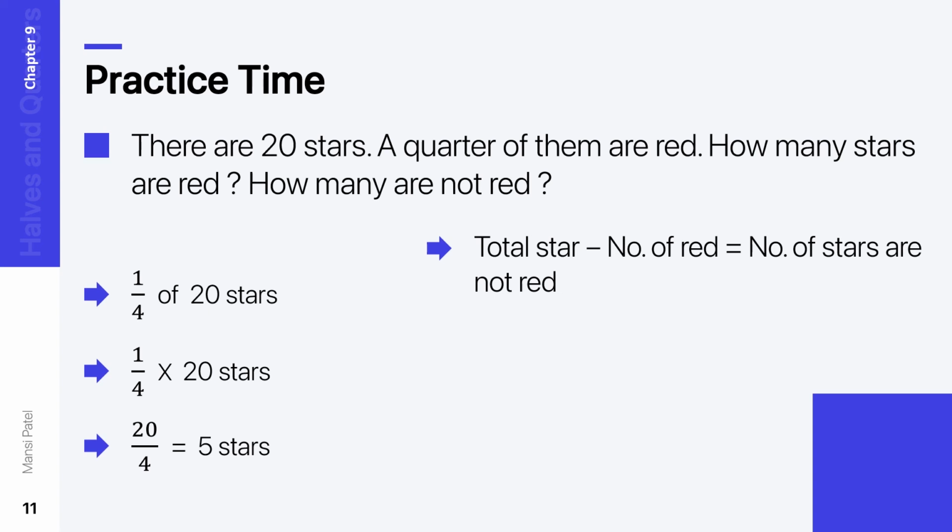Now out of the total number of stars, 5 stars are red. So whatever number we get after subtracting, that is the number of stars that are not red. The total stars are 20. So just do the subtraction. 20 minus 5 is equal to how many stars? 15 stars. So these 15 stars are not red stars.